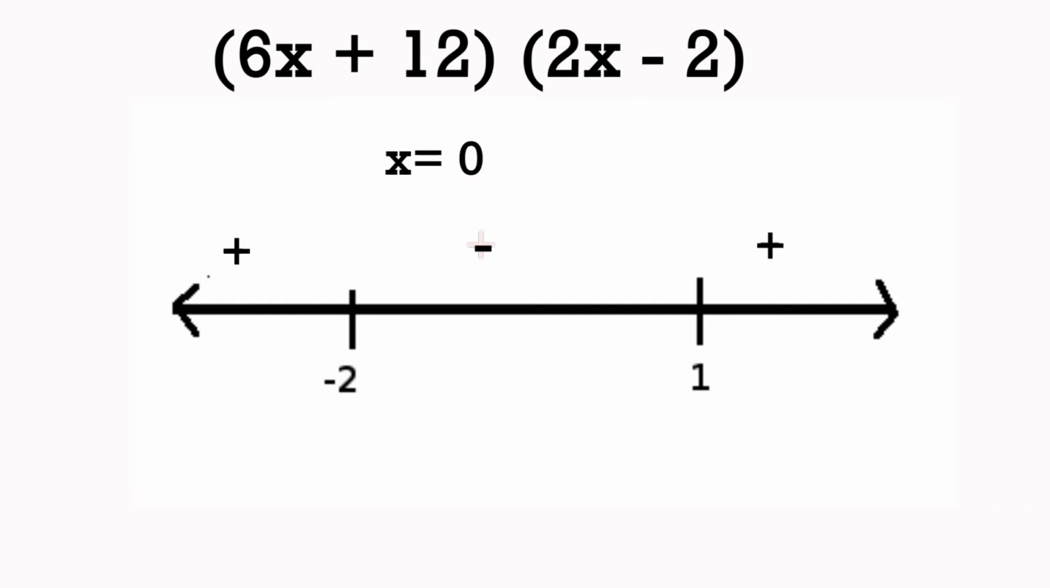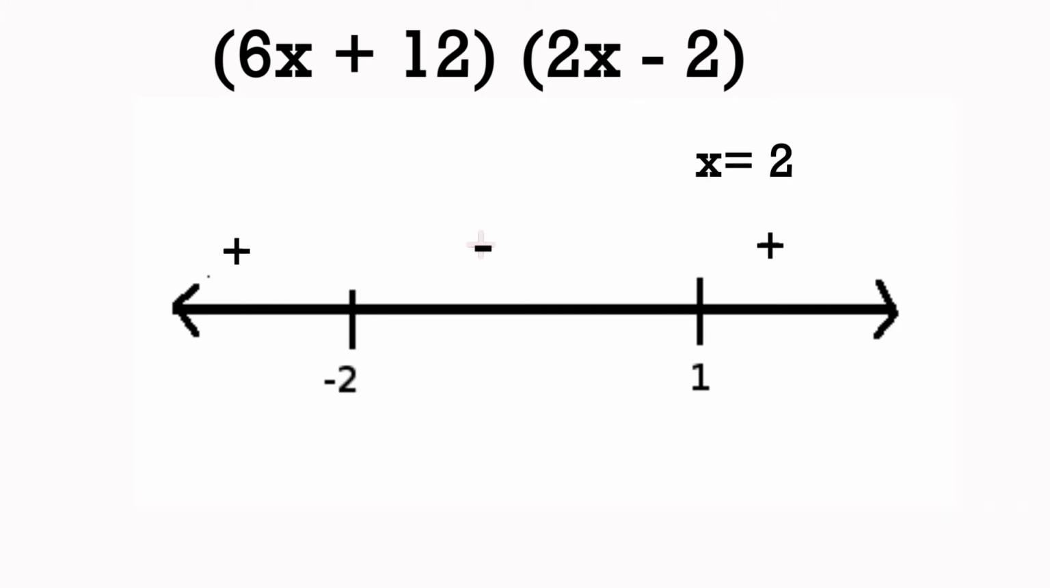Now let's plug in a number between negative 2 and 1. Let's try out 0. 6 times 0 is 0, plus 12 is 12. 2 times 0 is 0, minus 2 is negative 2. A positive times a negative, 12 times negative 2, is equal to a negative. So we know that the function is decreasing past negative 2 and up to 1.